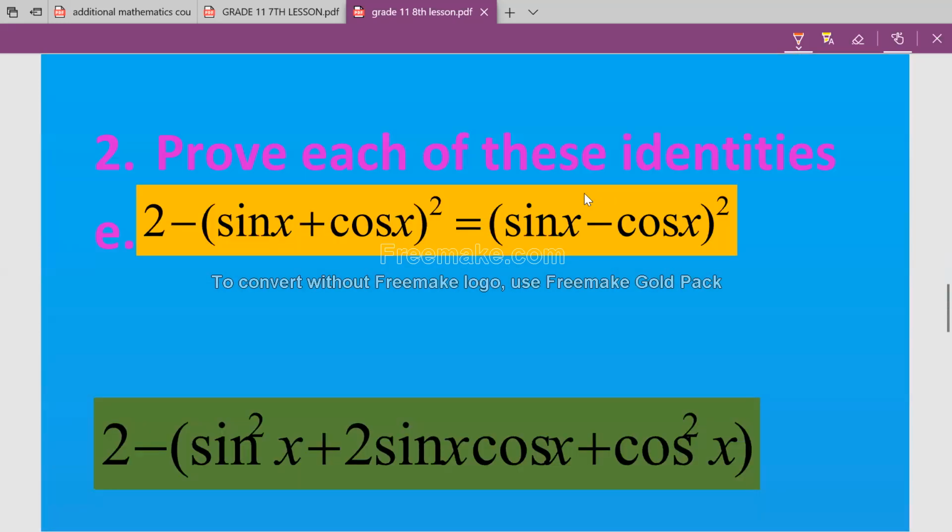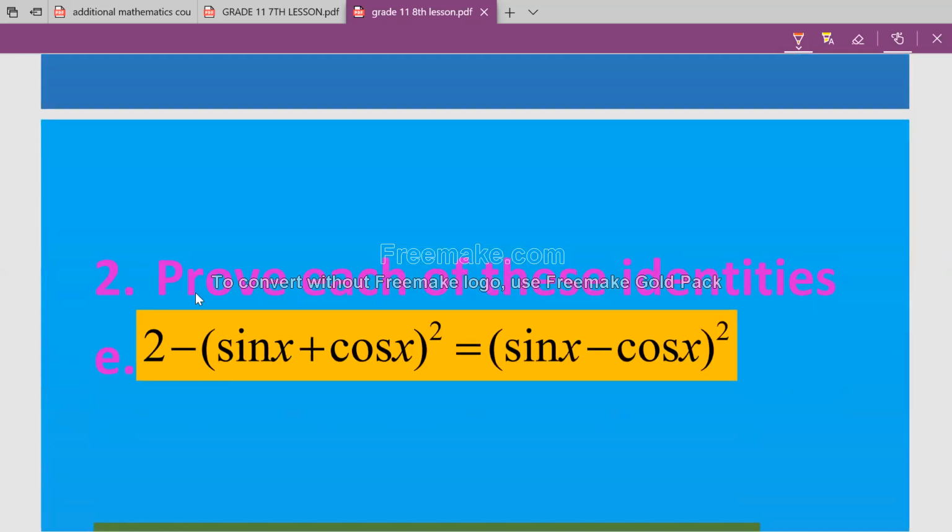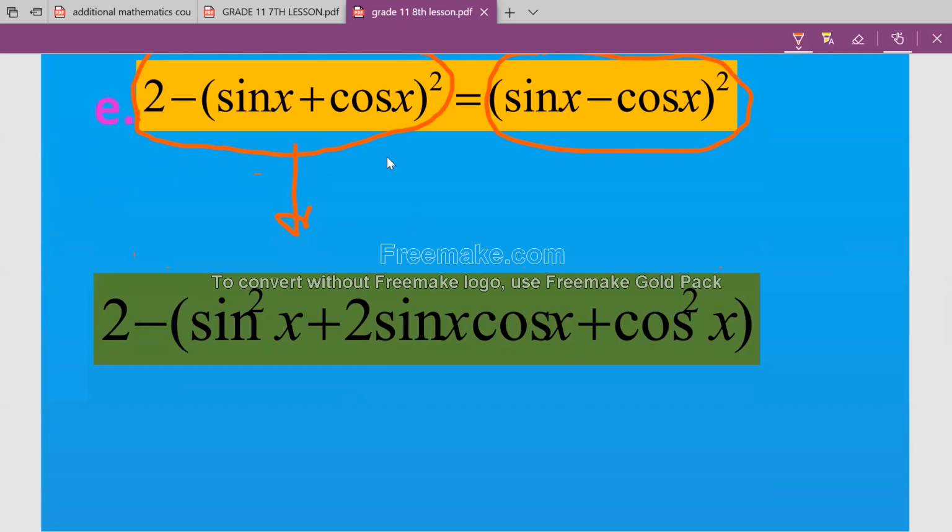Let's do the next question. From question 2, I will do E. Prove each of these identities. First of all, to prove this question, I can take the left-hand side of the equation and simplify it, and then I can simplify the second part to prove that they are equal. Let's take the left-hand side of the equation first: 2 minus sine x plus cosine x squared.